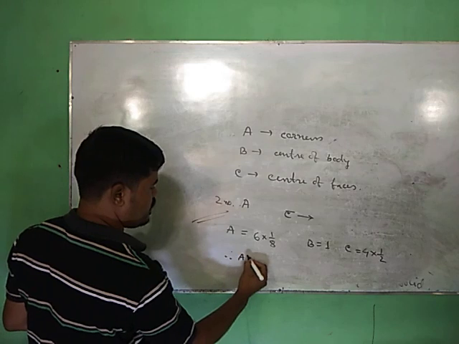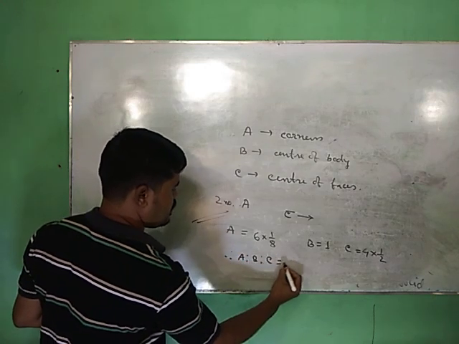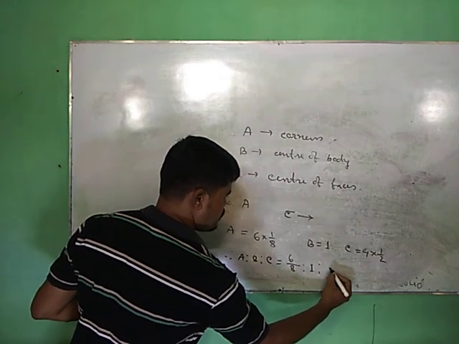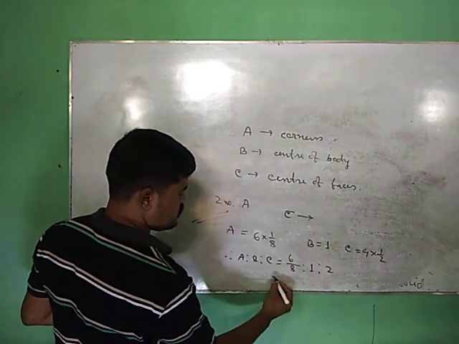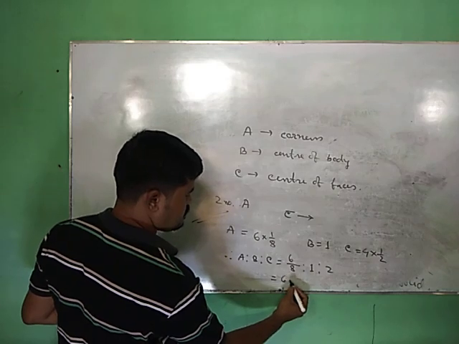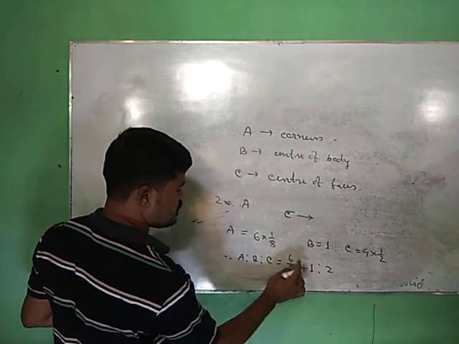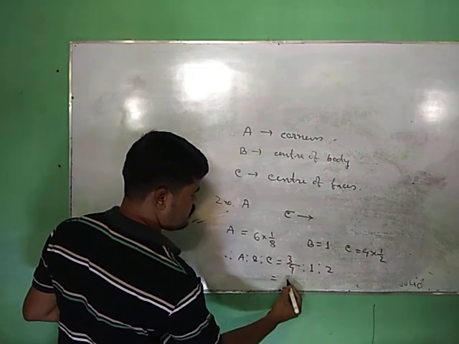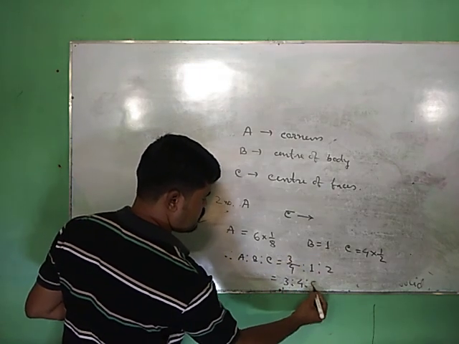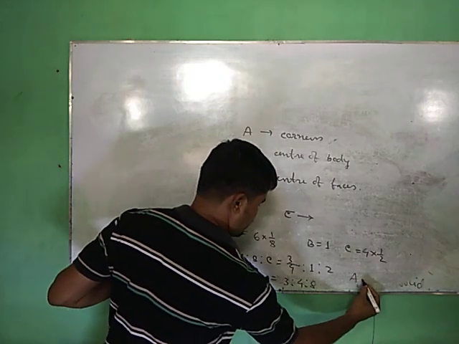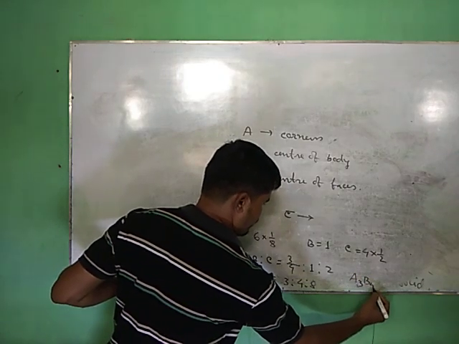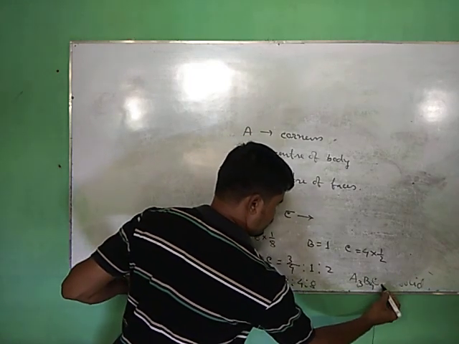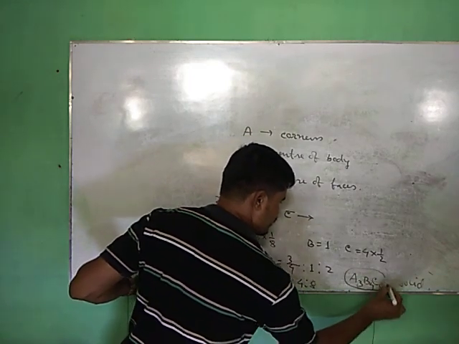So we get A is to B is to C equal to 6 by 8 is to 1 is to 2. Cancelling this, we get 3 by 4 is to 1 is to 2, that is 3 is to 4 is to 8. So the formula will be A3 B4 C8. This is the formula of the resulting solid.